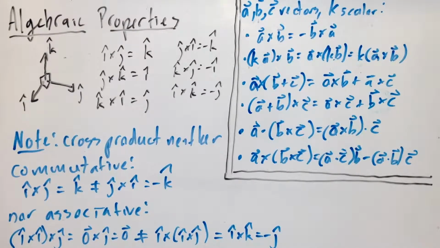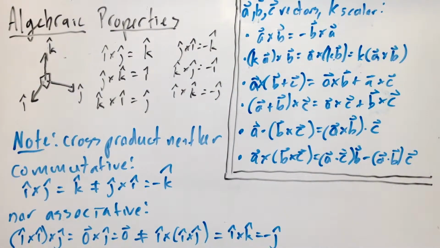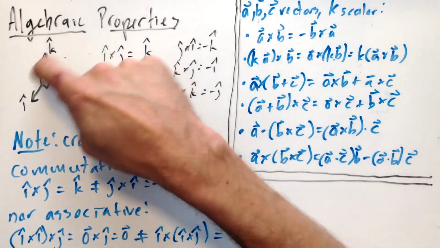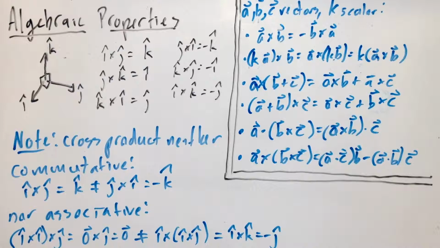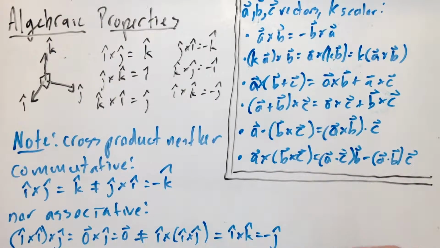Well, first let's take a look at what happens when we cross the standard basis vectors with each other. So I would just like to note that when you cross any two standard basis vectors together, since each of them has magnitude 1, and since the angle between any two of them is pi over 2 and sine of pi over 2 is also 1, then the magnitude of the cross product of any two distinct ones is going to be 1.